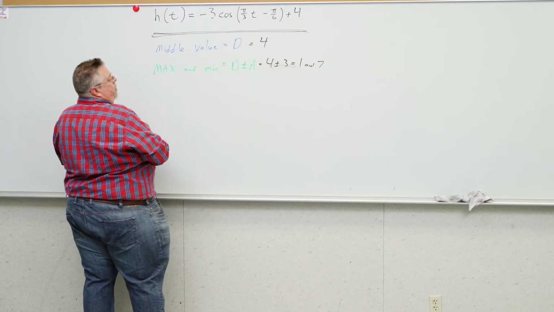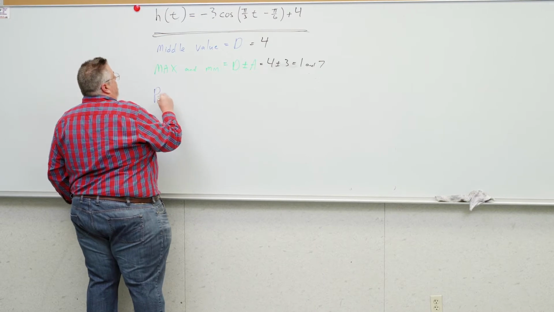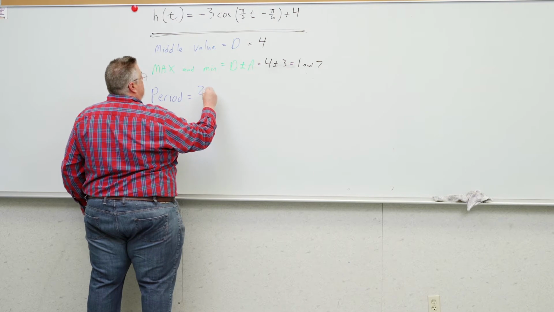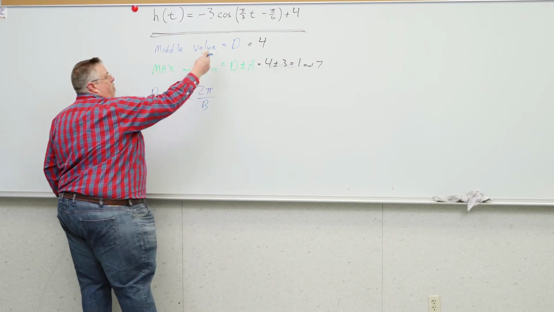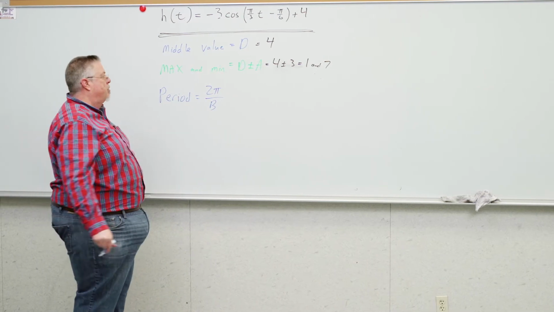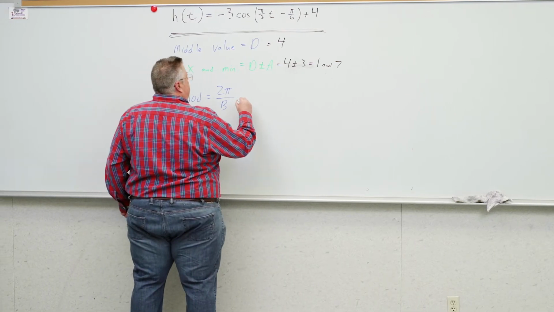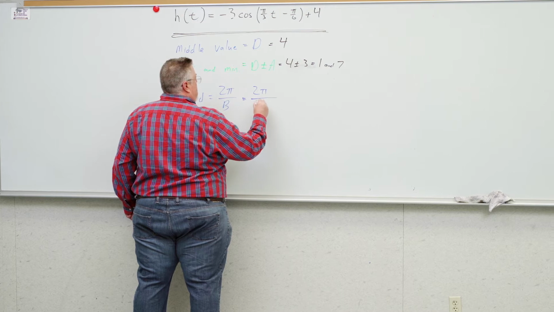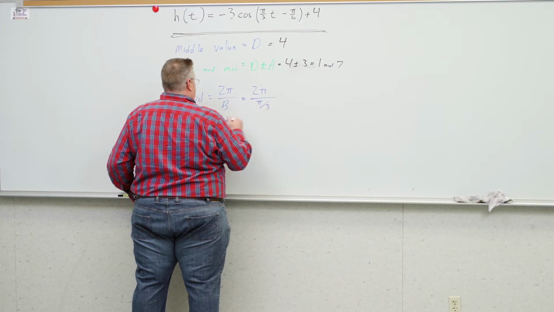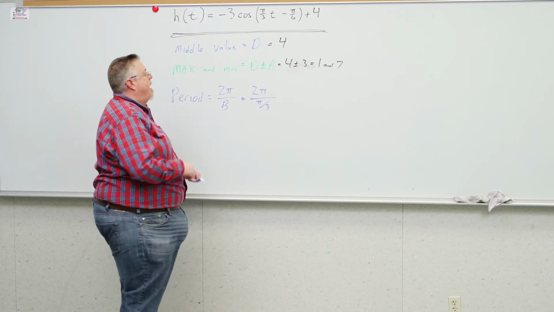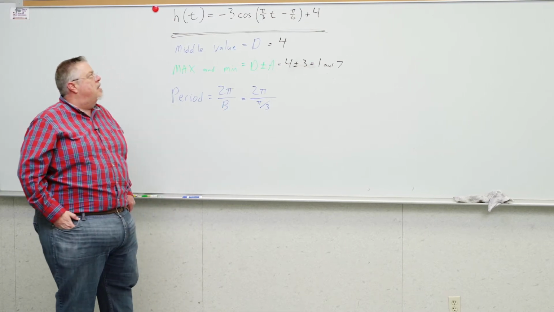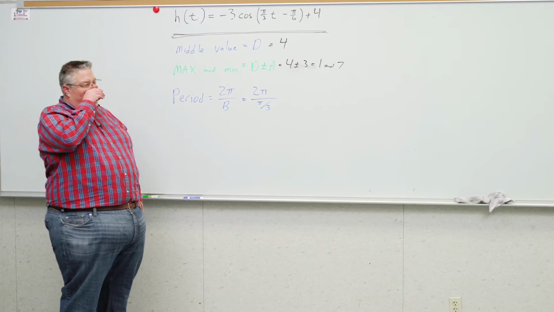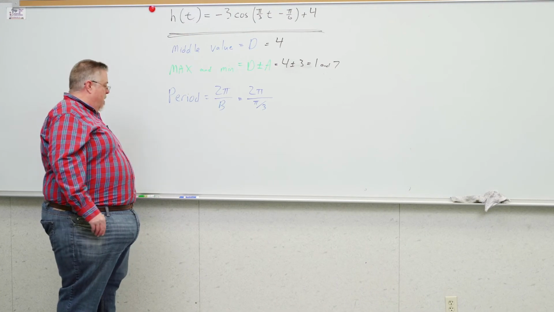B was a little bit different for you. Period is always 2 pi over B. So I'm writing down the formulas here that I want you to plug into. This is 2 pi over pi over 3. And this is the point where a lot of you freak out on the math. But I hope you won't. Actually, I hope you didn't.